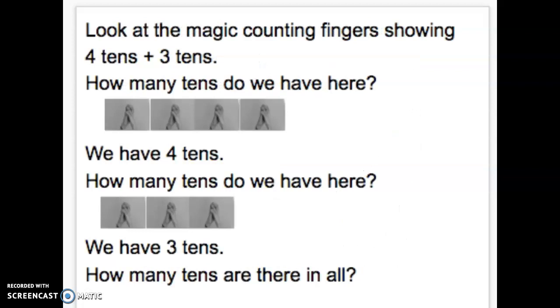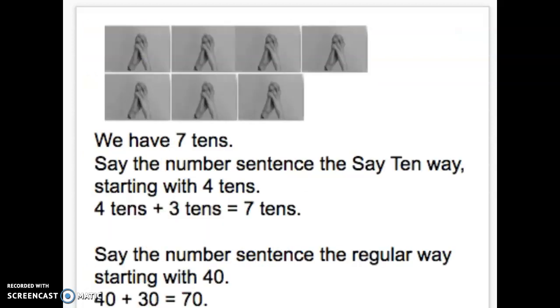Look at the magic counting fingers showing 4 tens plus 3 tens. Notice inside each picture we have a group of 10. So in this first row right here, how many tens do we have? We have 4 tens. Look at this next row. How many tens do we have here? On this row we have 3 tens. So how many tens are there in all? You have a total of 7 tens. We had 4 tens plus 3 tens.